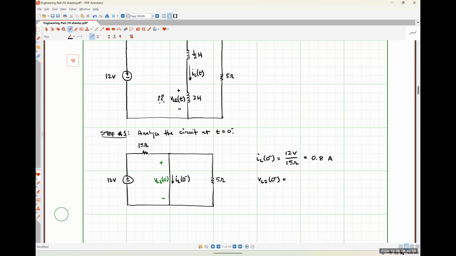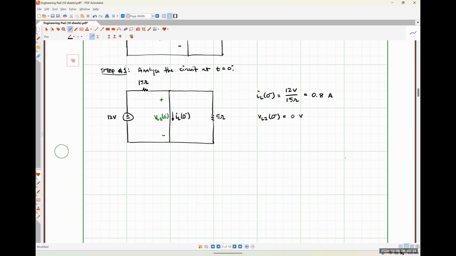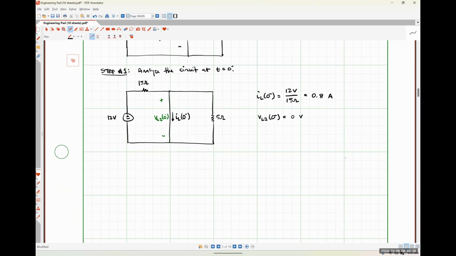VL2, and I hope this doesn't come to bite me in the ass, but it's okay if it does, will simply be 0 volts because the voltage drop across a short circuit is always 0. Okay. All right, so there's our first step. Anything particularly wild or crazy about the analysis that we did there?